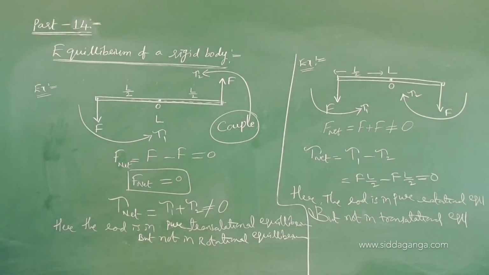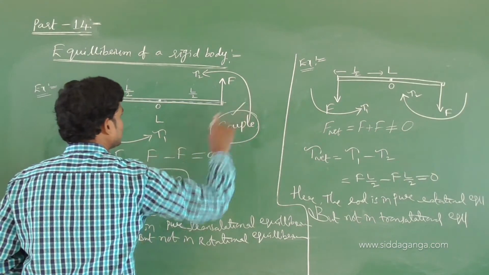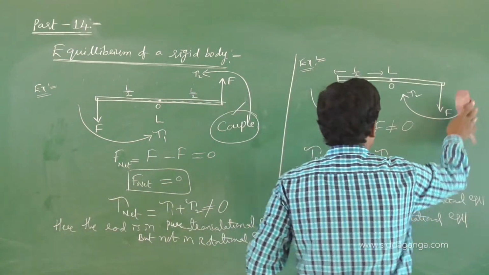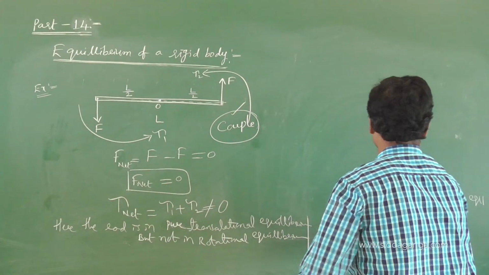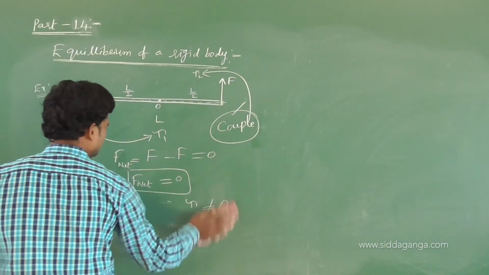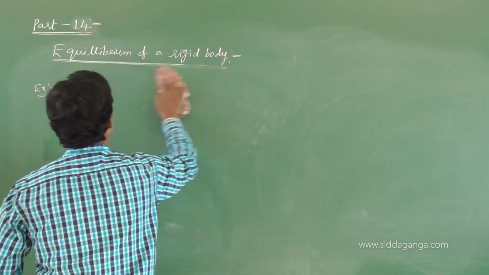Now let us see. See, a couple produces what? Rotation without translation. Now let me continue with one more topic related to the equilibrium of a rigid body.